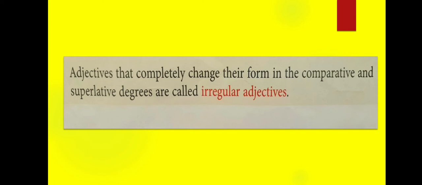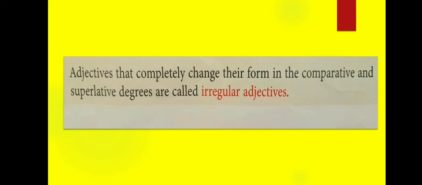So, children, adjectives that completely change their form in the comparative and superlative degrees are called irregular adjectives. In other words, we can say that an irregular adjective is a word that describes or modifies a noun or pronoun but does not have a simple comparative or superlative form. An irregular adjective does not simply use any suffix. However, it completely changes, such as the word good, and the comparative form of good will be better, and the superlative form will be best.